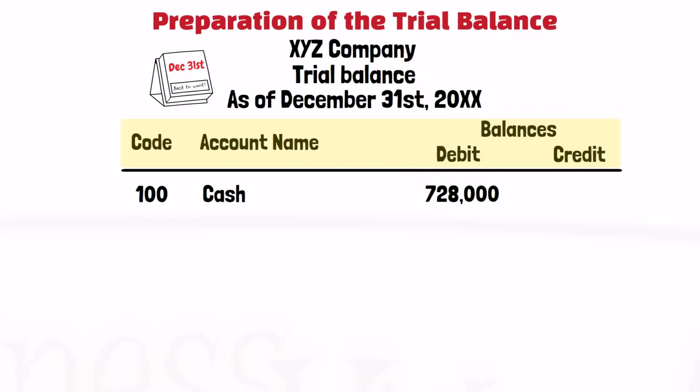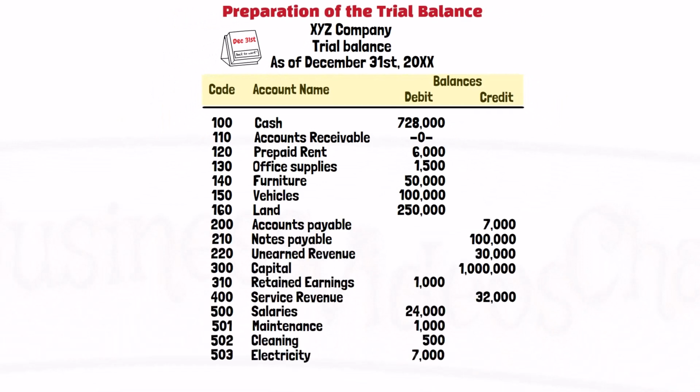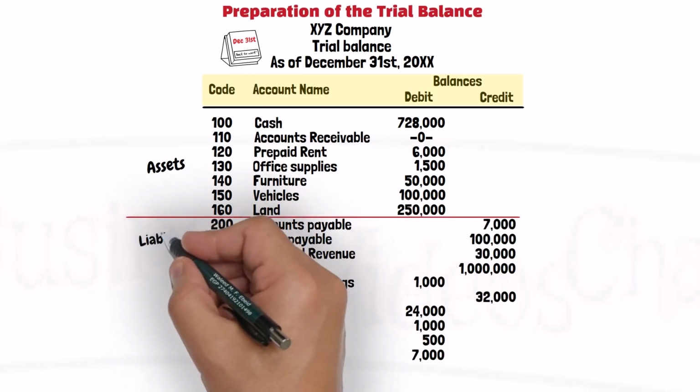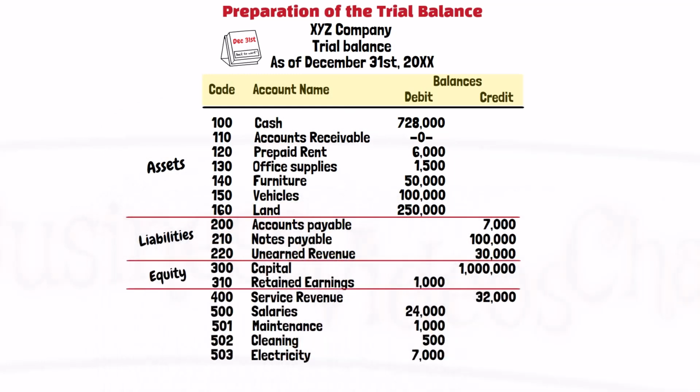The same is done for all the account pages in the general ledger, and this is how the trial balance looks like, a summary of the accounts in the general ledger and their balances as of December 31st. Note that the assets accounts are listed first, then the liabilities, equities, revenues and finally the expenses accounts.